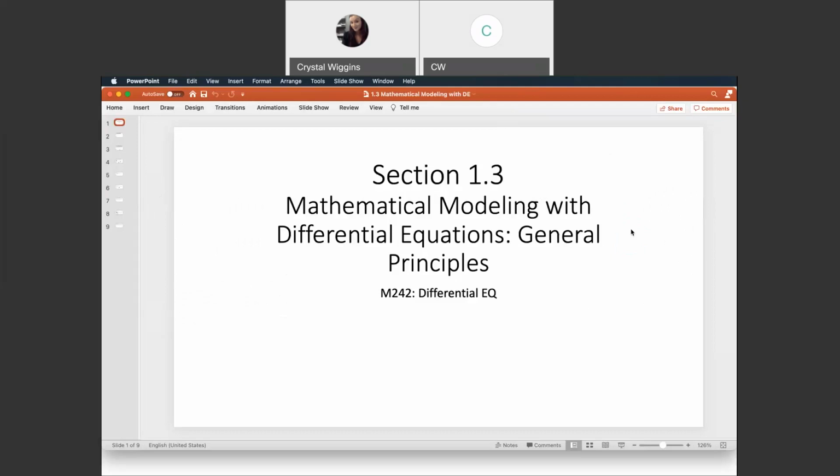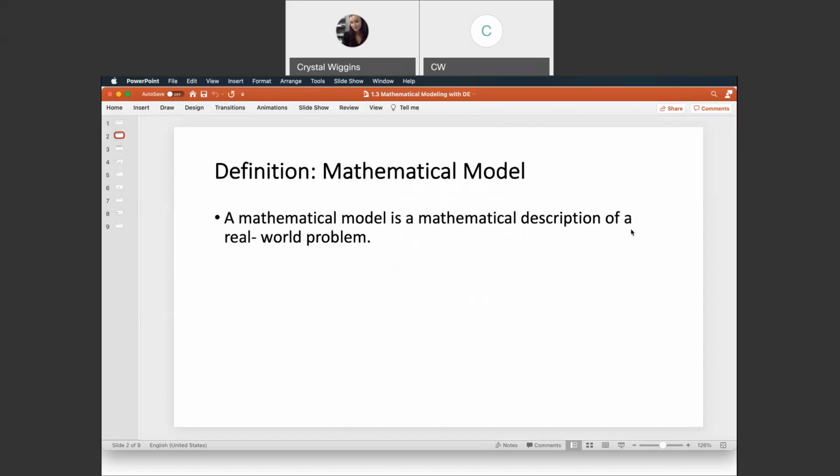And then in the future, hopefully setting them up will not be as hard of a battle because we would have had some practice with it. And we're more focused on the new stuff, which would be to actually solve the equations we come up with. So let's get started. Definition of a mathematical model is a mathematical description of a real world problem.